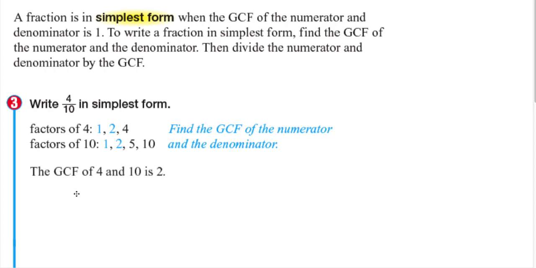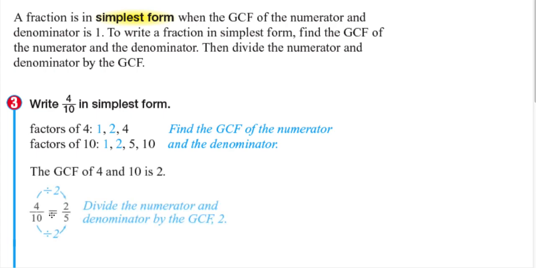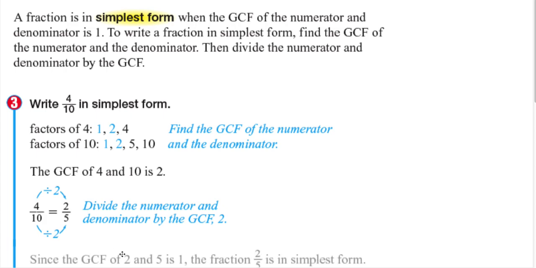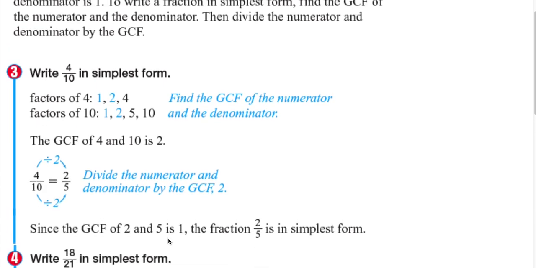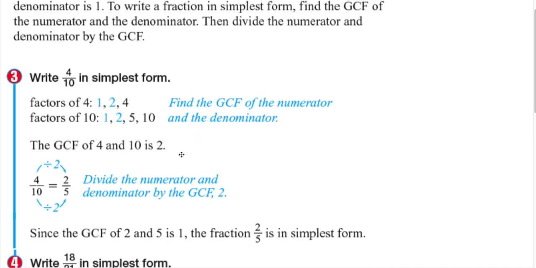Okay. You get 4/10, divide 4 by 2, divide 10 by 2, end up with 2 over 5. So since the GCF of 2 and 5 is 1, the fraction 2/5 is in simplest form. And as promised, I will show you how to simplify 4 over 10 using prime factorization.